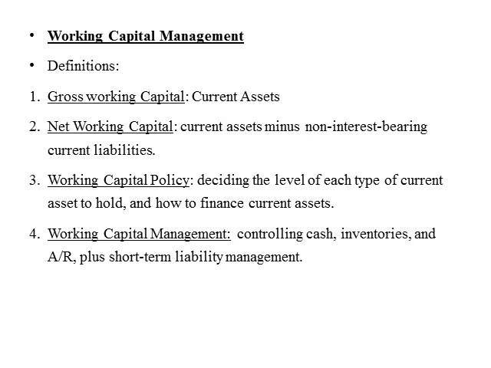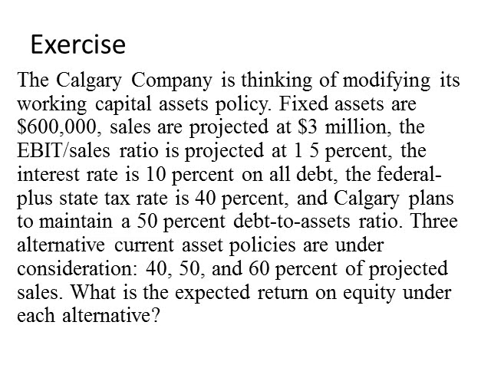The following example is going to give you an illustration about the three strategies. In this exercise, Clegary Company is thinking of modifying its working capital assets policy. Fixed assets are $600,000. Sales are projected at $3 million. The earning before interest and tax to sales ratio is projected at 15%. The interest rate is 10% on all debt. The federal plus state tax rate is 40%, and Clegary plans to maintain a 50% debt to asset ratio.